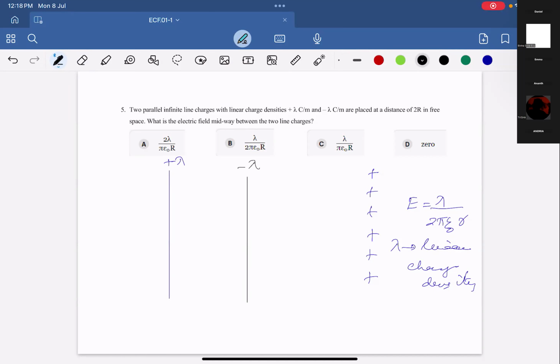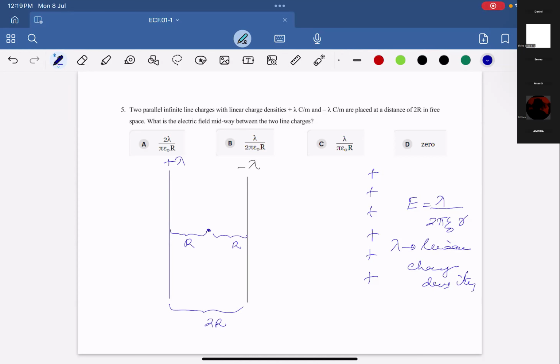They are placed at a distance of 2r apart. Look at that. The distance between them is 2r. And they are talking about the electric field midway between the charges. Midway means right in the middle. So that is the point. So I can say that this distance is r, even this distance is r.